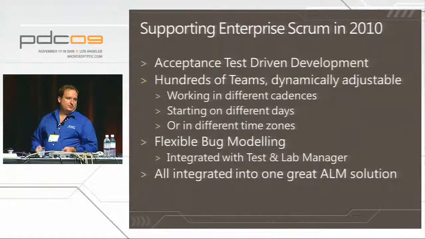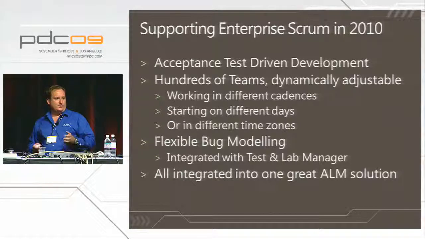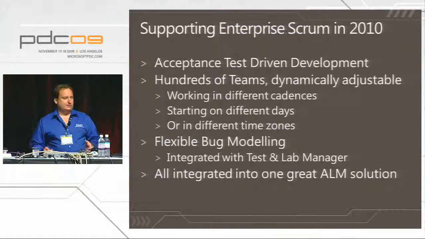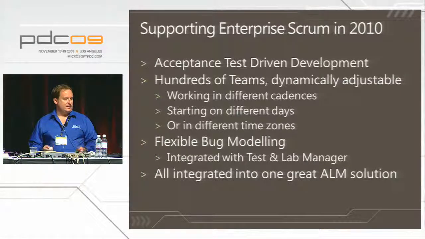So what did we do to support enterprise Scrum? We wholly embraced acceptance test-driven development, which I'm going to talk about. We made the template capable of supporting hundreds of teams, absolutely hundreds of teams, and dynamically adjustable. You don't have to say, these are all my teams. You can roll teams on and off on a per-sprint basis. They can all work in different cadences. They can start on different days or in different time zones. Anything you can possibly imagine, it supports right out of the box. Except it doesn't come in a box.